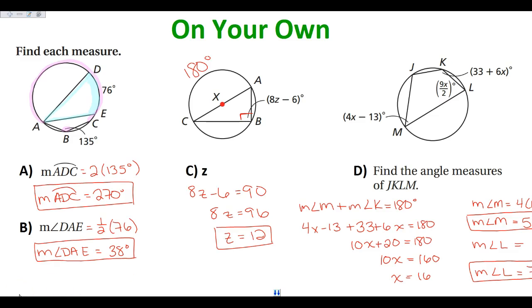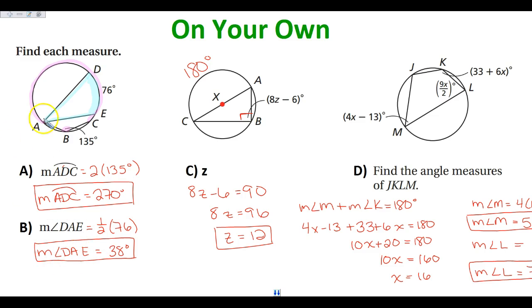Okay, so go ahead and check your answers for A, B, and C. We'll slide it over in a second so that you can check your answers for D. All right, for A, we're looking for the measure of our purple arc, ADC, and it's going to subtend this angle, which is ABC. ABC is 135 degrees, so we multiply it by 2 to get 270 degrees, because again, the angle is half the arc, so the arc is twice the angle.